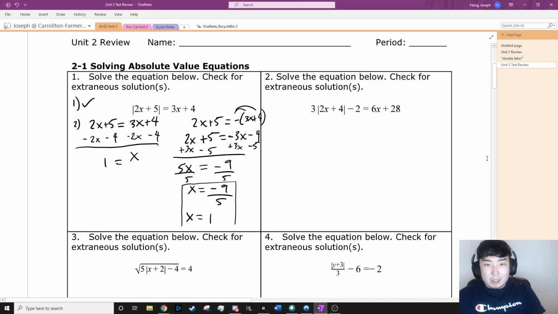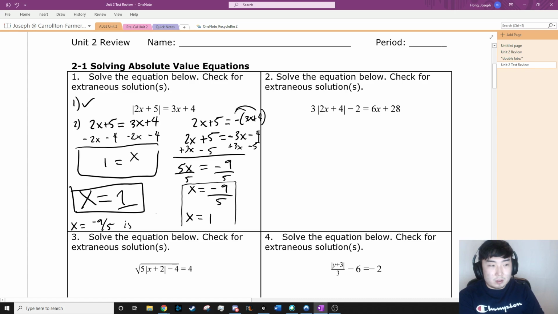So this is my only solution, x equals 1, and that's it. As for this negative 9 over 5, that's considered your extraneous solution. I'll write that as ES, extraneous solution. So this doesn't work.